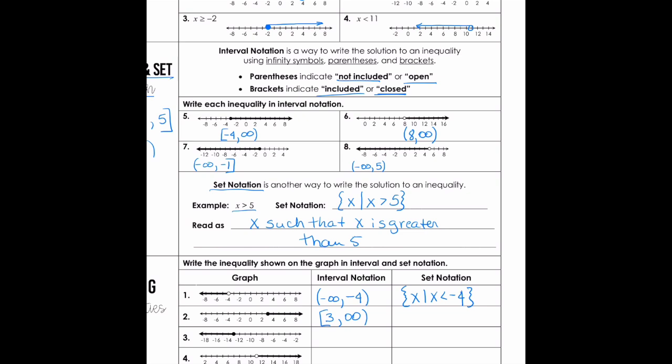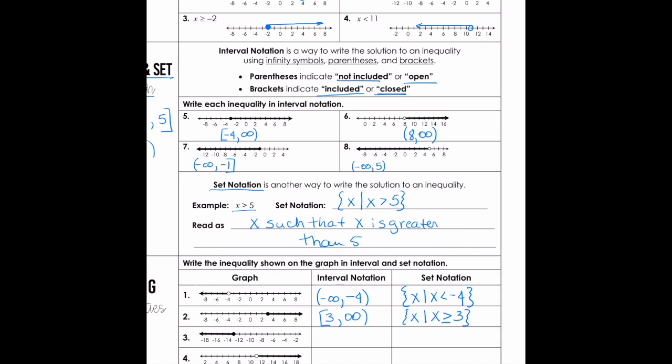Okay, now let's write this in set notation. We're going to start with the brace. X such that x. All right, what set of numbers is being described here? Well, it starts at 3 and it goes to the right, so those are all the numbers that are greater than 3, but since that's a solid dot, it's going to be greater than or equal to.